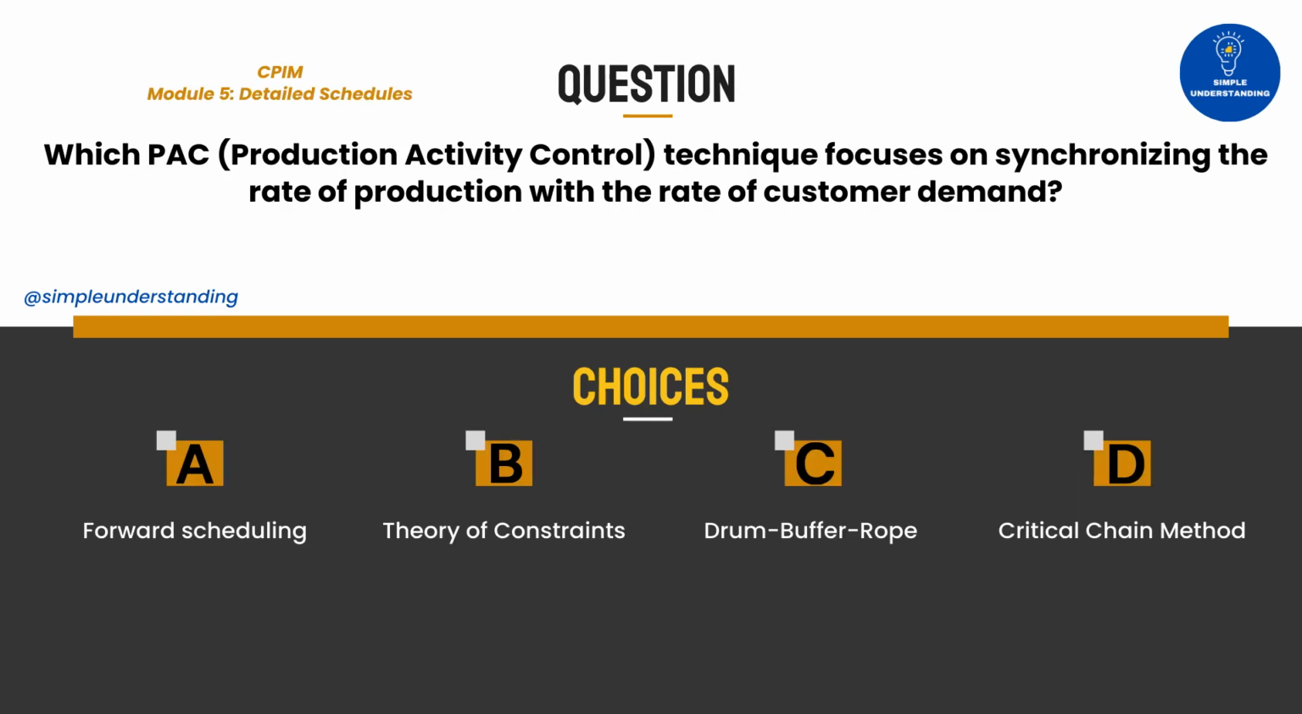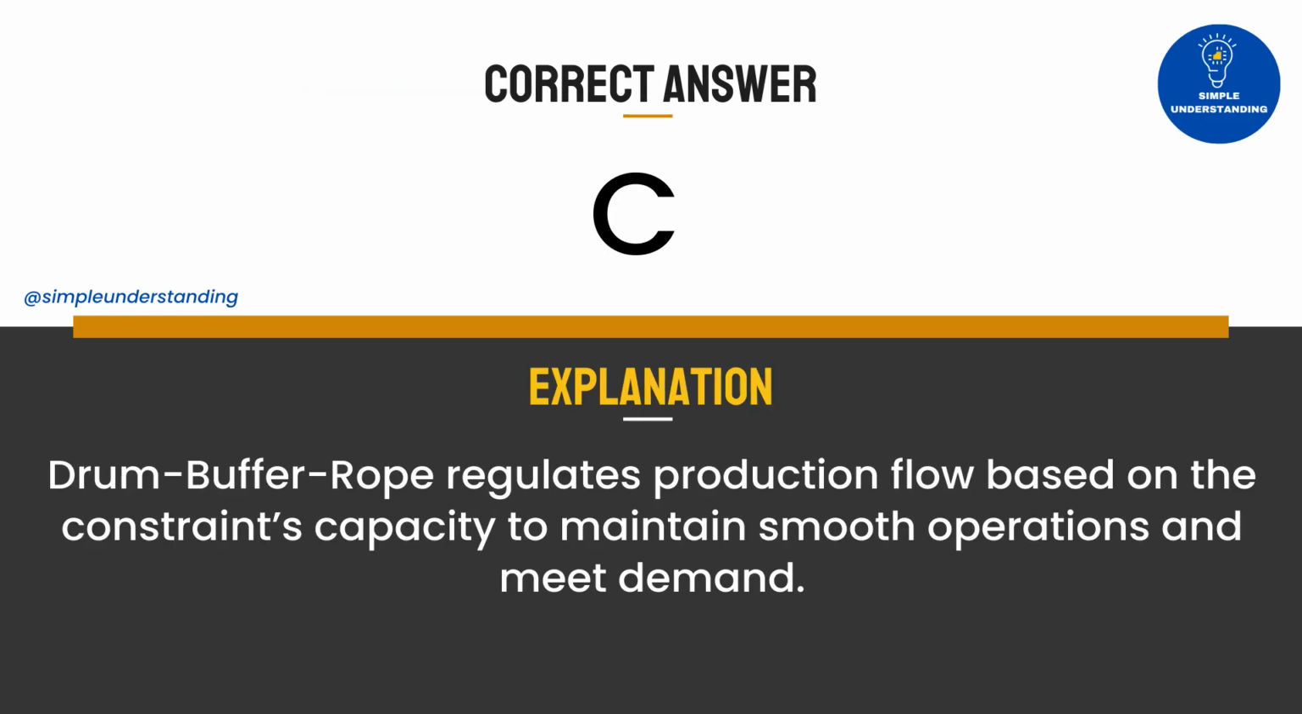Question 4. Which PAC, production activity control, technique focuses on synchronizing the rate of production with the rate of customer demand? A. Forward scheduling. B. Theory of constraints. C. Drum buffer rope. D. Critical chain method. Correct answer, C. Explanation. Drum buffer rope regulates production flow based on the constrained capacity to maintain smooth operations and meet demand.